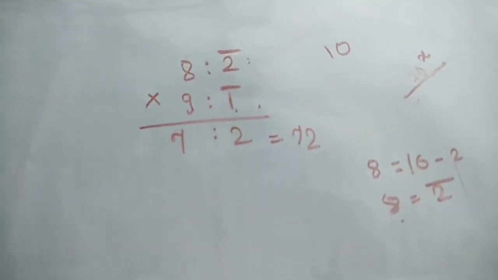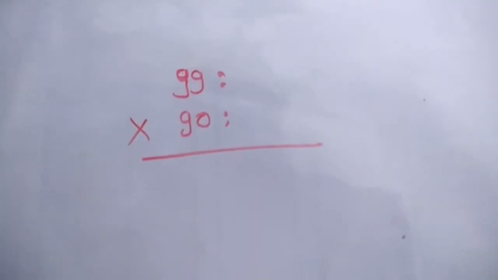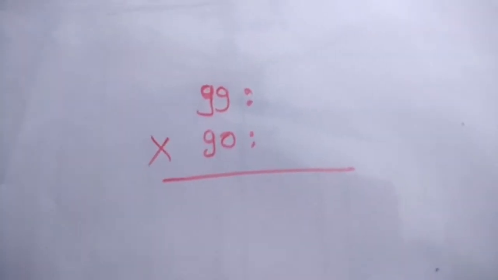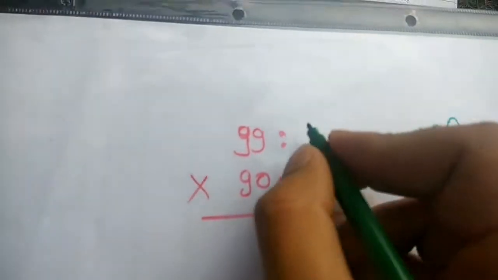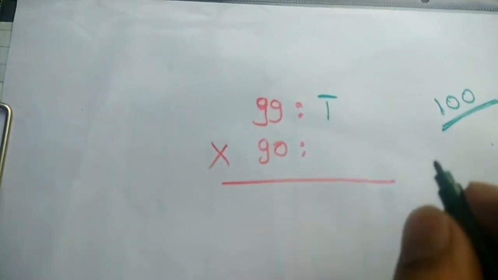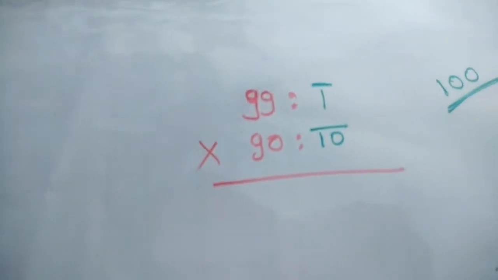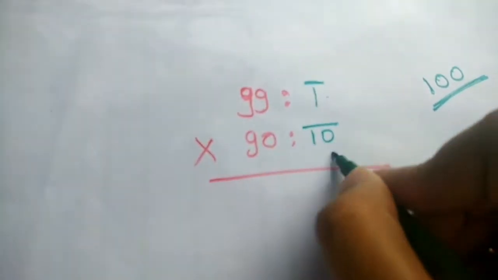So the answer is 7 and 2, which is 72. Let me take another example for your better understanding. Now we are moving to a slightly higher level: 99 into 90. Here the base, as we know, we must take as 100. Now 99 is less than 100 by 1, and 90 is less than 100 by 10. So 90 minus 1 or 99 minus 10 is 89.